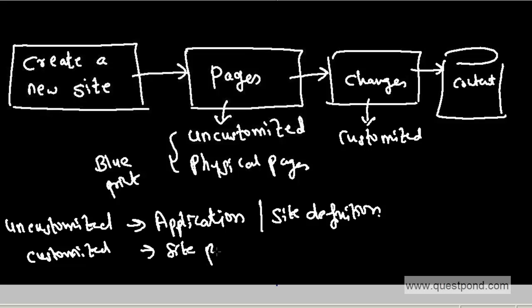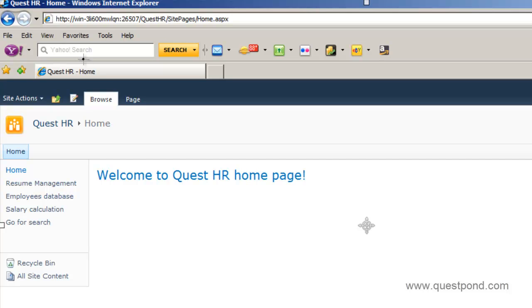So henceforth I will not be using the words customized pages or uncustomized pages, but rather I will be using these vocabularies, that is application pages or site pages. And also sometimes when we click on the menus, you will see the word site definition. So whenever you see the word site definition, it means that we are talking about uncustomized pages. So let's do some practicals here.